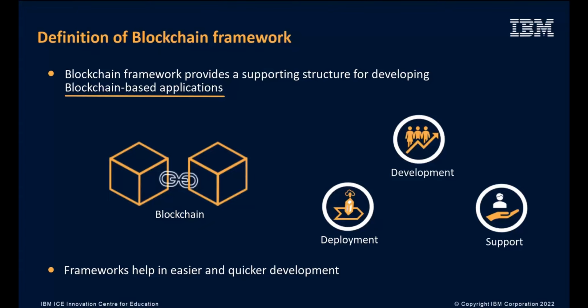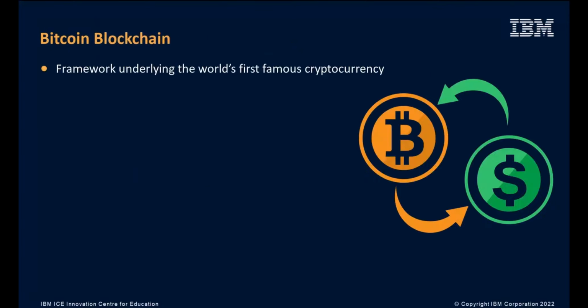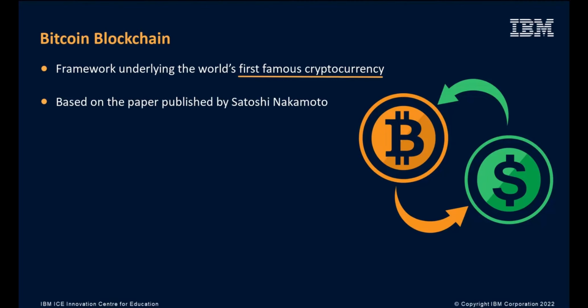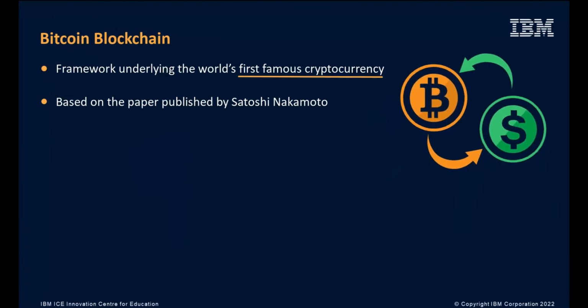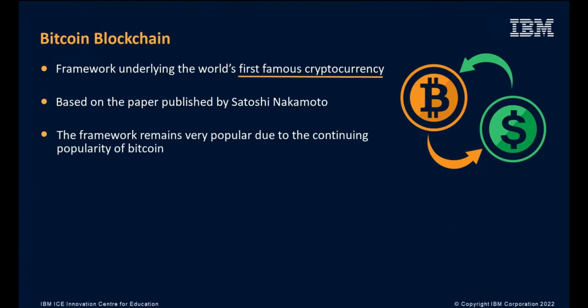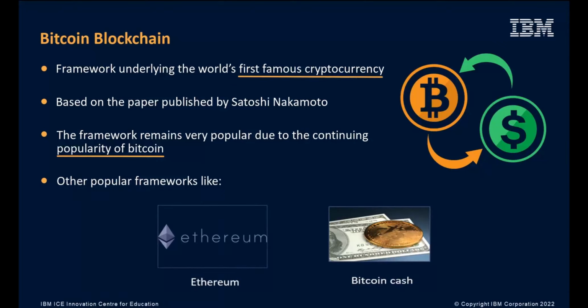Many of the popular blockchain applications provide their own frameworks. We discuss the most important ones in this module. Bitcoin blockchain. It is the framework underlying the world's first and most famous cryptocurrency. It is based on the paper published by Satoshi Nakamoto. The framework remains very popular due to the continuing popularity of Bitcoin. It is the forerunner to other popular frameworks like Ethereum, Bitcoin Cash, etc.